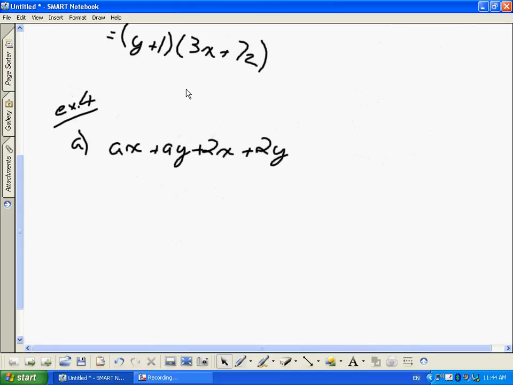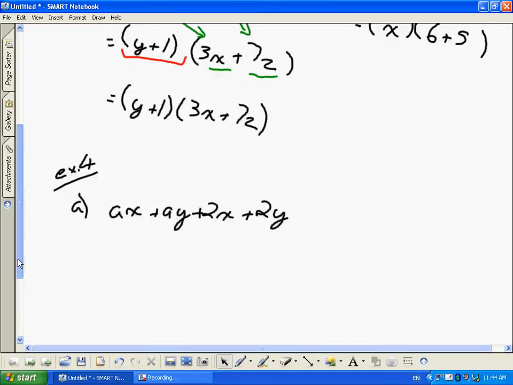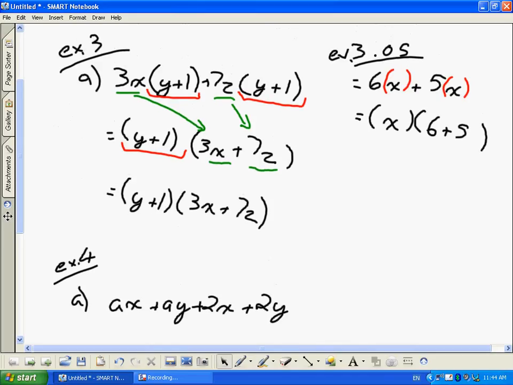All right, example 4a. The question says ax plus ay plus 2x plus 2y. What we're going to do here is factor by grouping. So we're going to try to create the same type of scenario we had above. In our 3a, we want a bracket and a number to the outside, and another bracket with a number to the outside. We want a bracket and something on the outside, bracket, something on the outside.